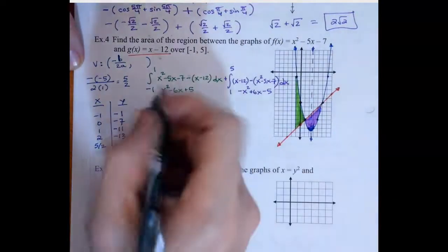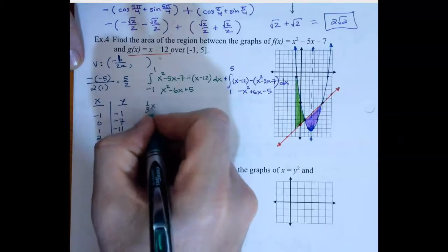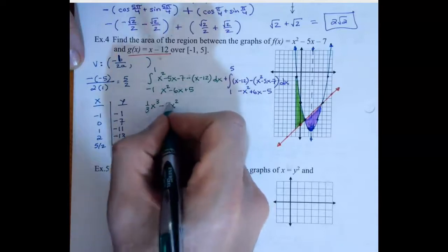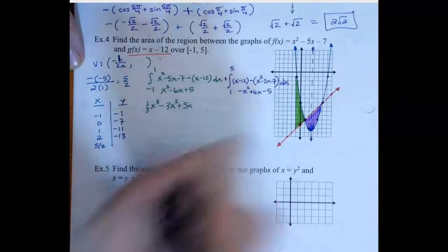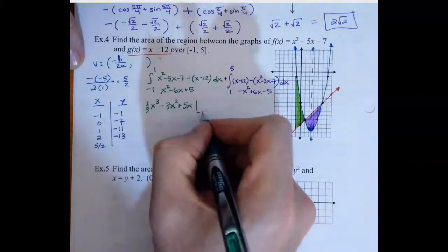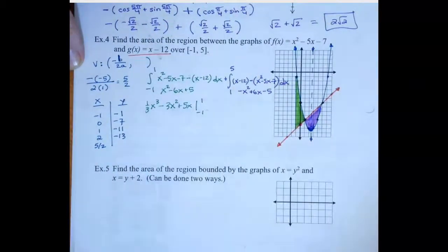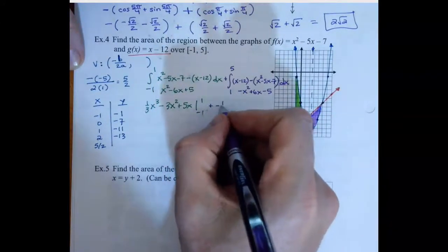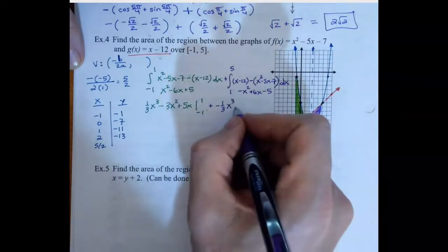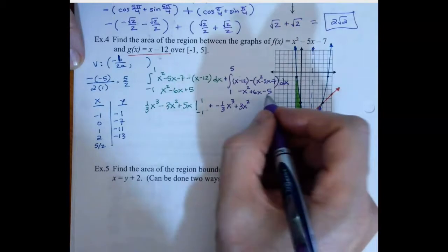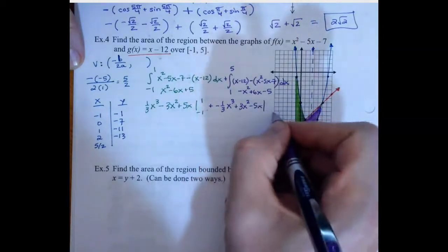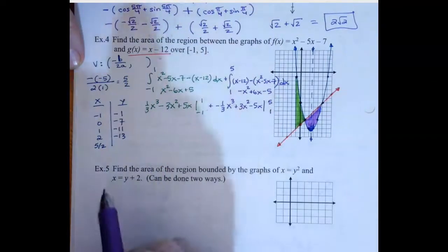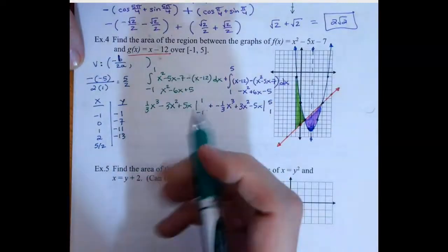So here, add 1 to the exponent, divide by the new exponent, add 1 to the exponent, divide by 2, and 5x. And that's from negative 1 to 1. And then over here, we're going to have negative 1/3 plus 3x squared minus 5x. And again, you can take the derivative of that to check to make sure it equals that. You can do that pretty quickly.